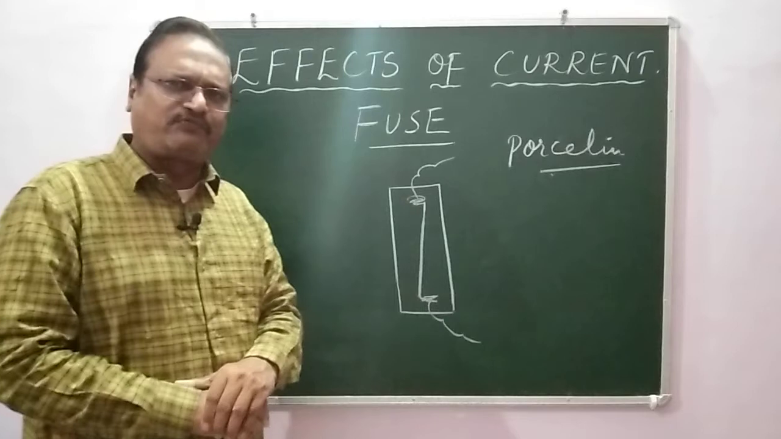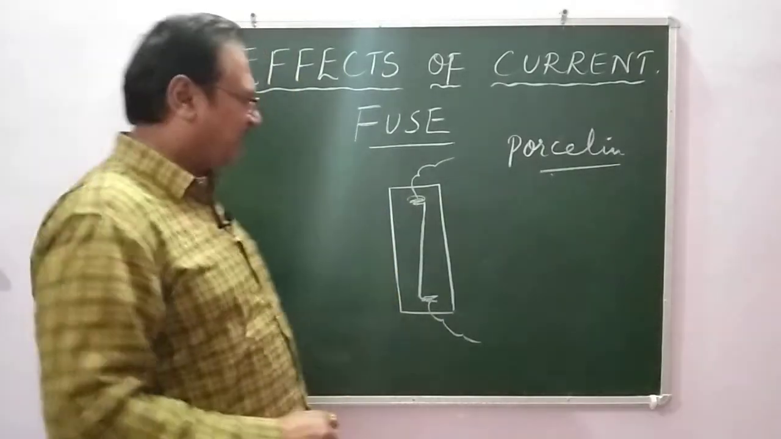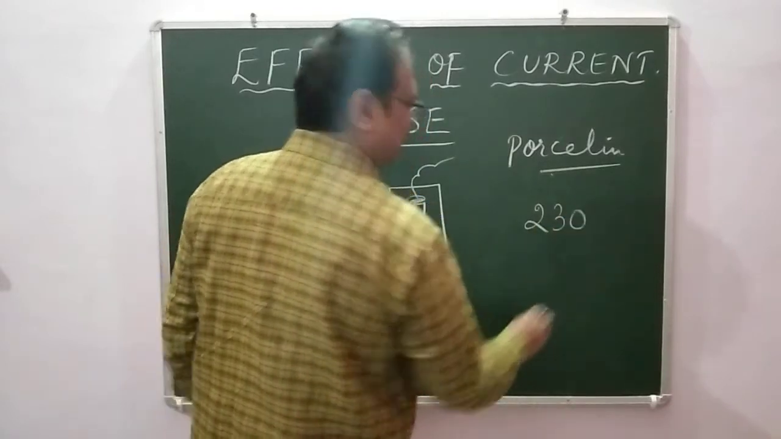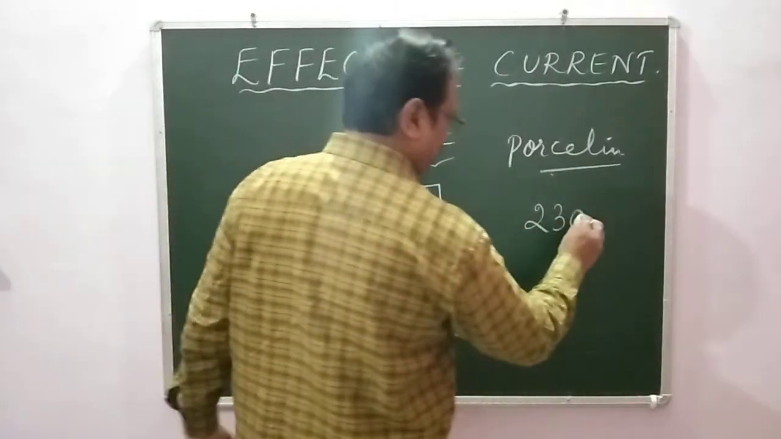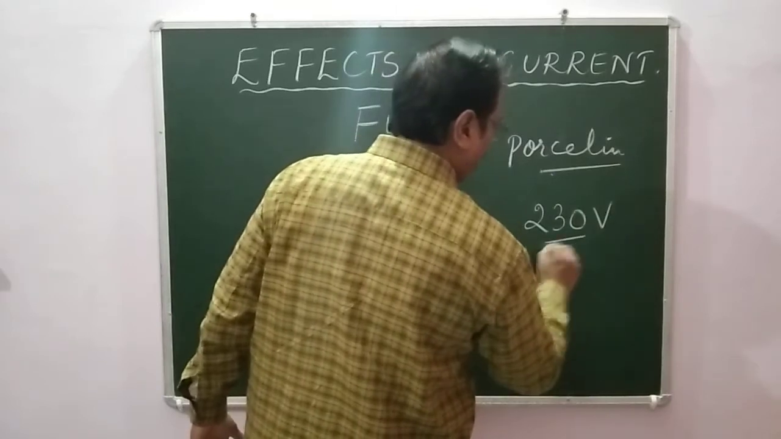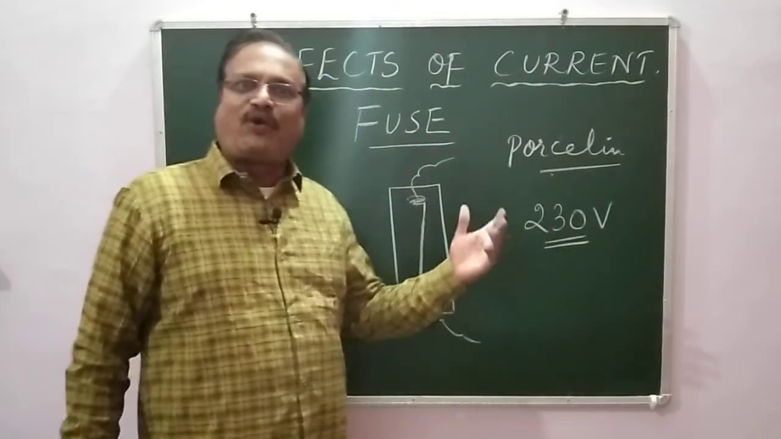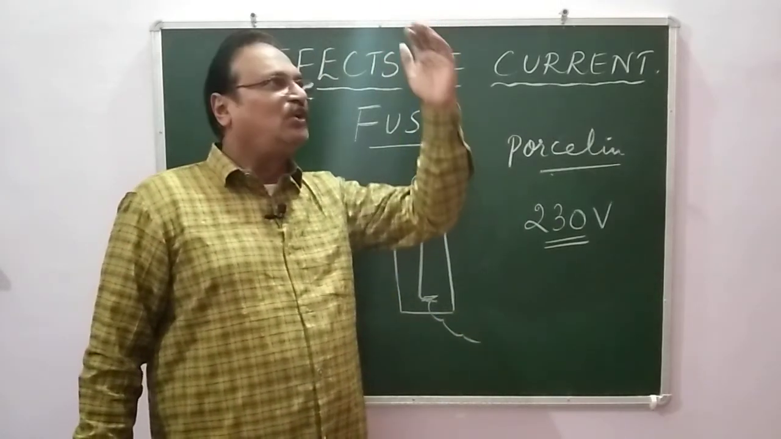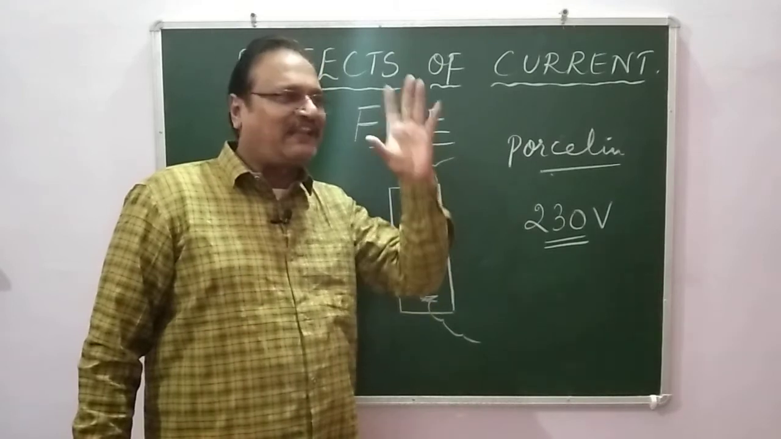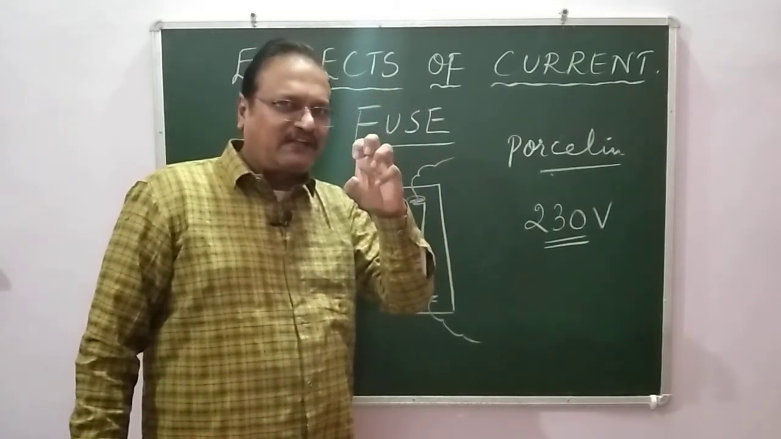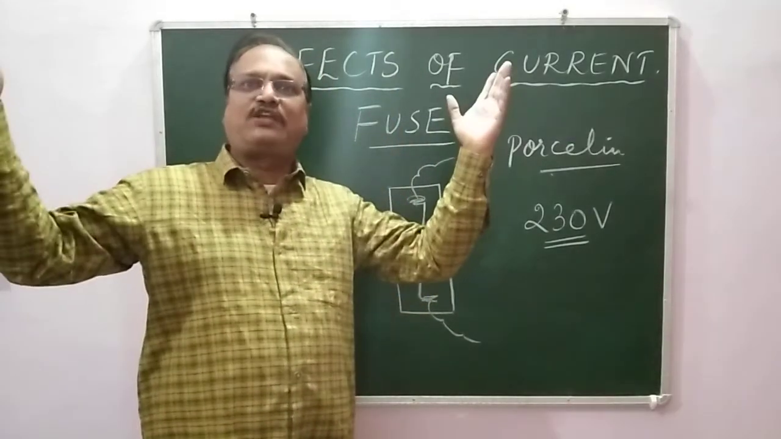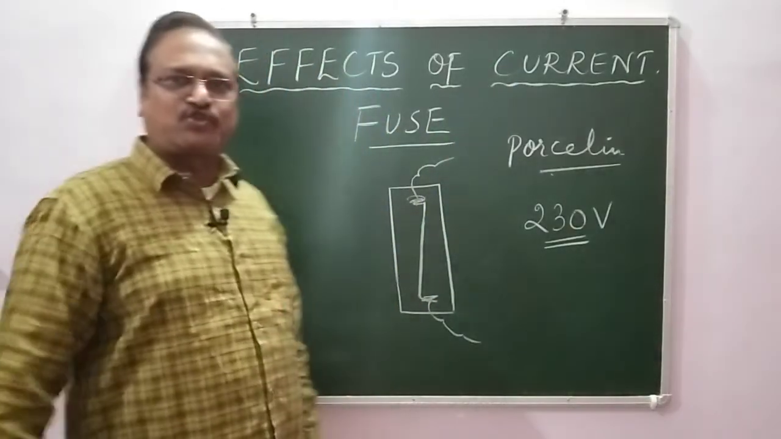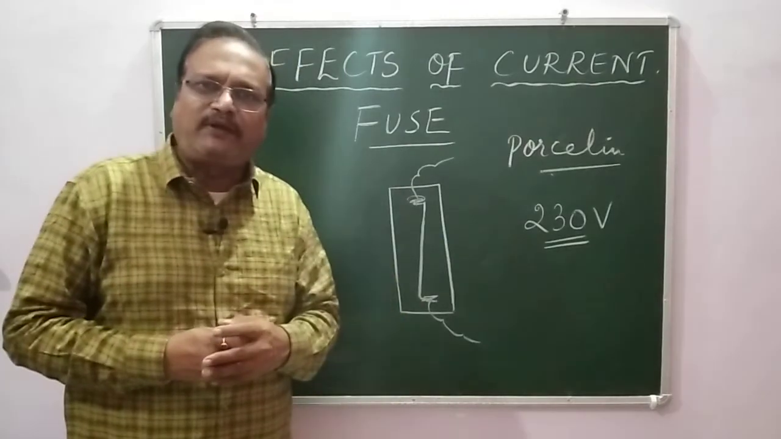What is the purpose of a fuse? I told you that electricity is coming from the substation, the electric station, around 230 volt. And sometimes what will happen? Sometimes low voltage will come, then the light will become dim, right? And sometimes suddenly more voltage comes, the bulb will get fused.